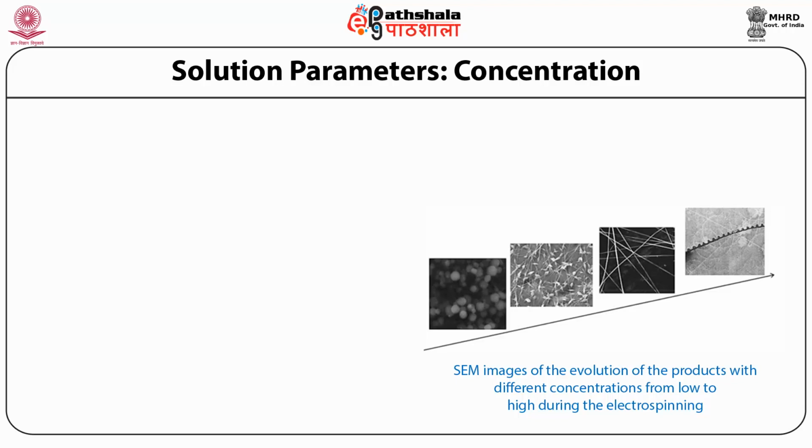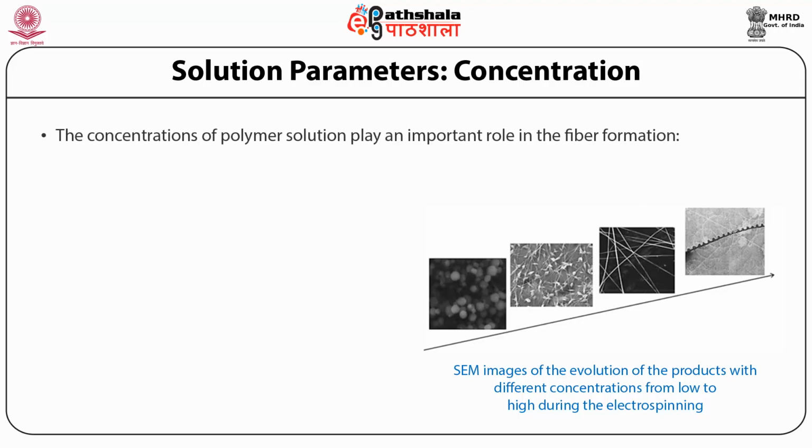First, I will discuss the solution concentration. The concentration of the polymer solution plays an important role in fiber formation during the electrospinning process. Four critical concentrations from low to high can be noted. One can clearly see the evolution of the products with different critical concentrations from low to high. Four typical SEM images shown in the figure have been used to illustrate the whole change.